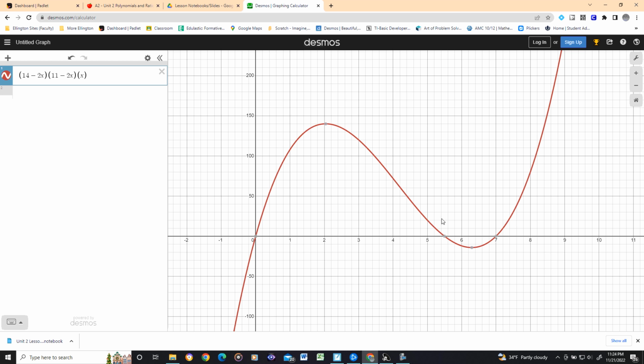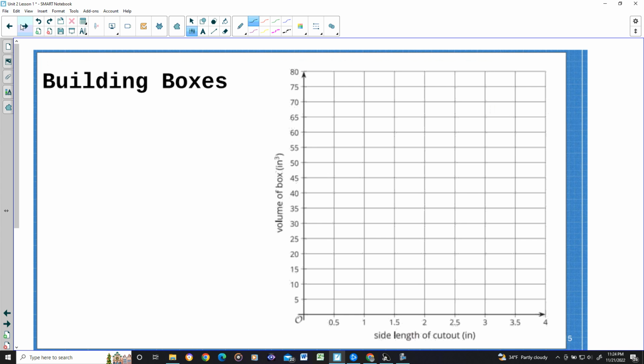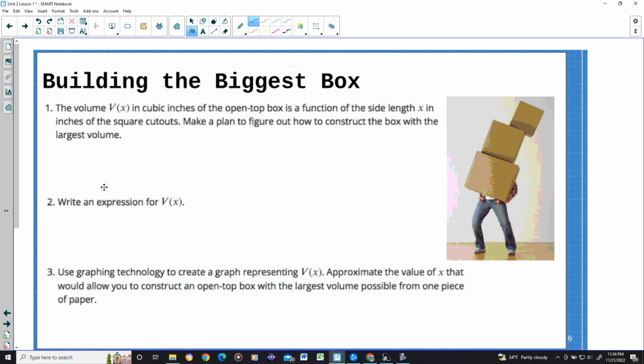And then we can say what's the highest point, what's the lowest point in there. Okay? So let's take a look at a few things based on that. Here we just use decimals, so I'm not going to bother with that. So building the biggest box, we've already done all this. We've constructed the box.